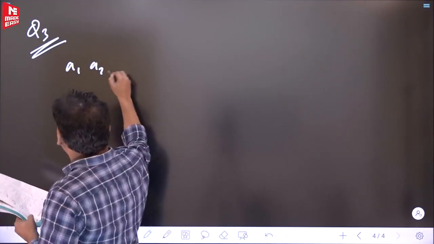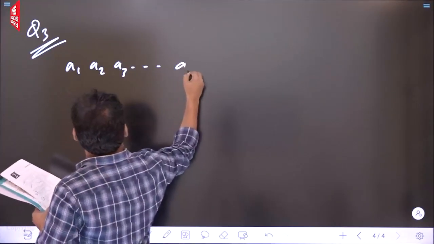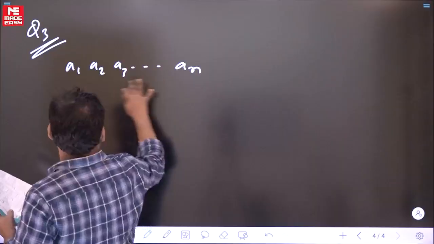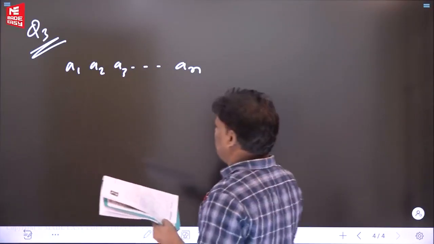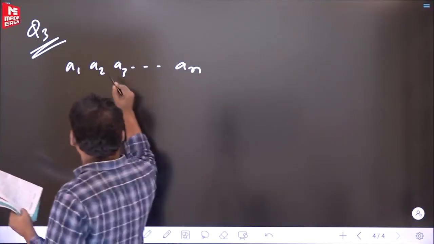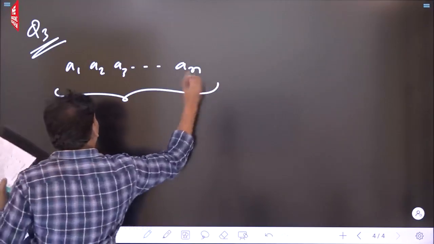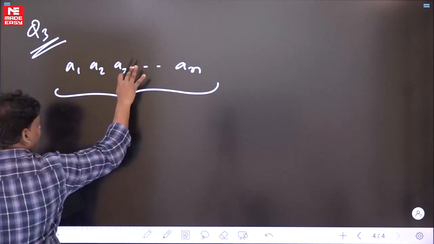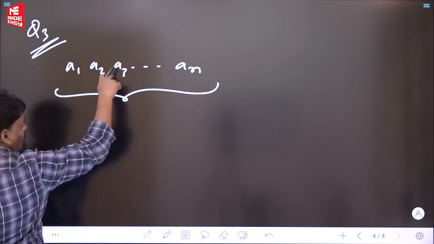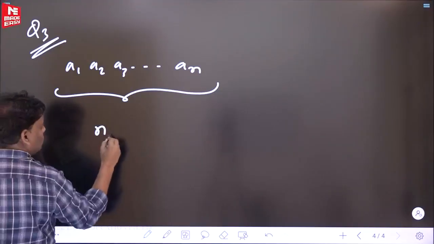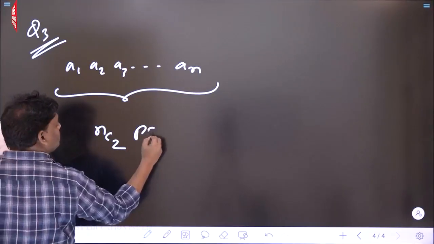Listen carefully, everyone. There is a permutation A1, A2, A3, and so on to An, with n numbers. Can you help me with one small thing? From these n numbers, how many pairs will be there? You know very well, out of these n people, taking 2 people: nC2. These many pairs, nC2 pairs, are there.